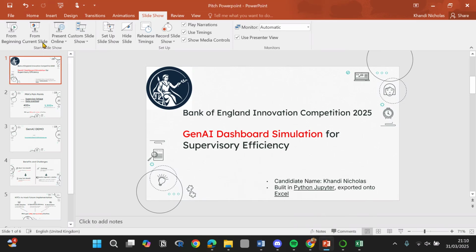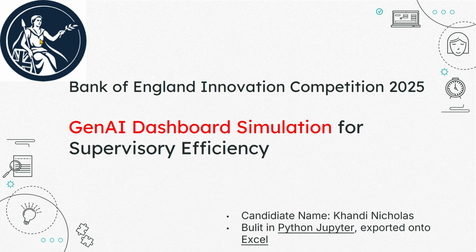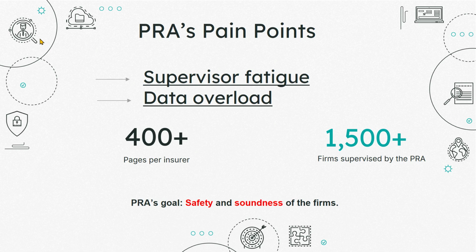My submission is that I've built a generative AI dashboard to show how AI tools can not only help supervisors create faster, but also clearer and more targeted insights. This is without replacing human judgment, but overall aids in allowing the PRA to focus on assessing risks earlier. Now let's move on to the pain points.